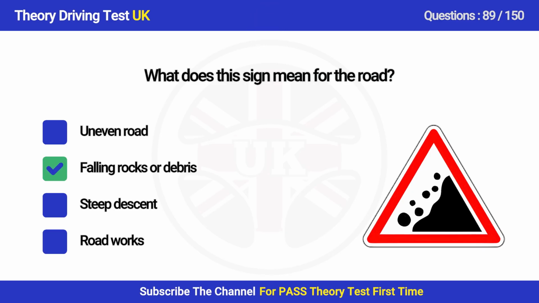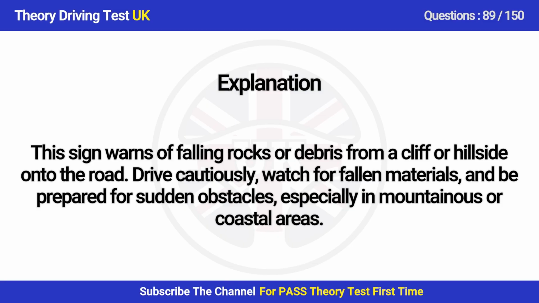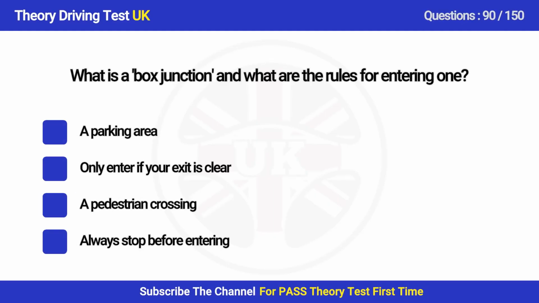Answer is B. Falling rocks or debris. This sign warns of falling rocks or debris from a cliff or hillside onto the road. Drive cautiously, watch for fallen materials, and be prepared for sudden obstacles, especially in mountainous or coastal areas. Question 90. What is a box junction and what are the rules for entering one?